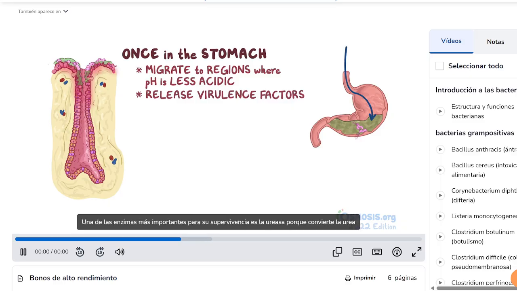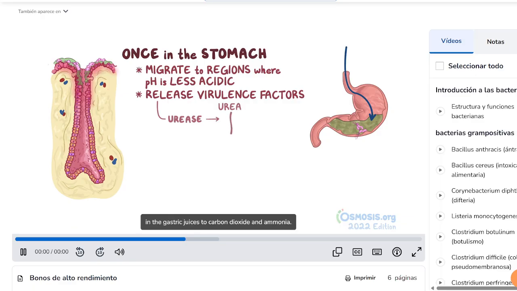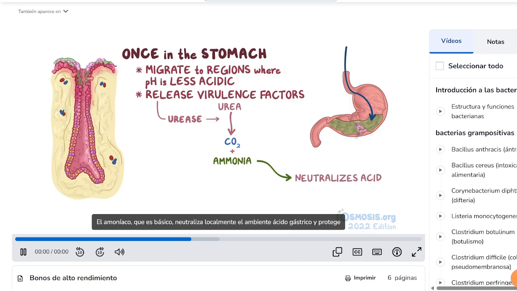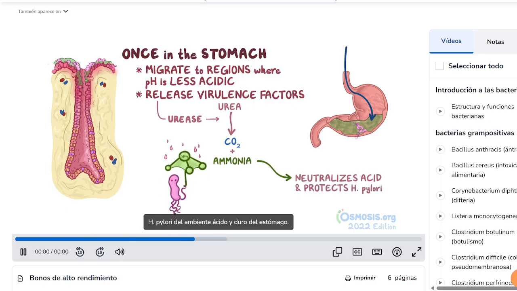One of the most important enzymes for their survival is urease, because it converts urea in the gastric juices to carbon dioxide and ammonia. Ammonia, which is basic, locally neutralizes the acid gastric environment and protects H. pylori from the harsh acidic environment of the stomach.